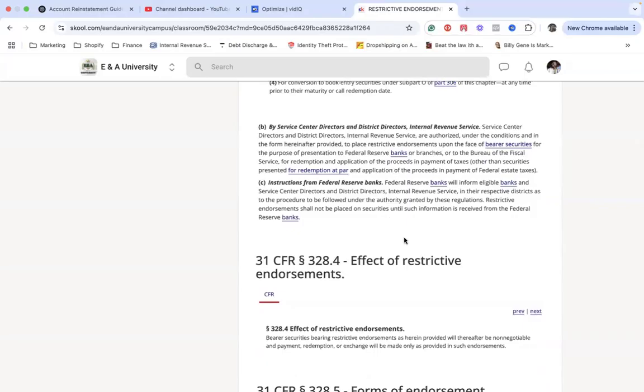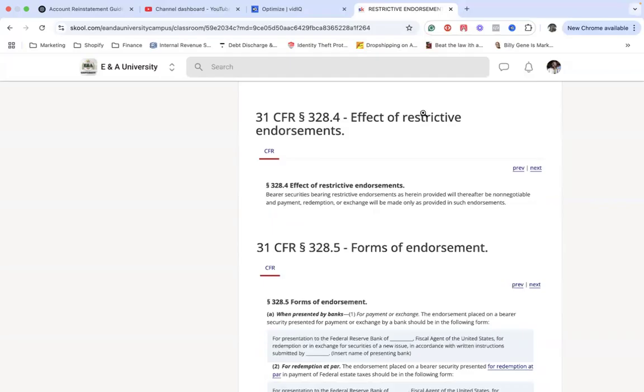And I'm not going to keep reading it to bore you, but I'm trying to get right to it to show you guys it's here. They're literally telling us what to do. Because I'm going to give you the simplified version, how I interpreted it. So basically, the effective restrictive endorsements.